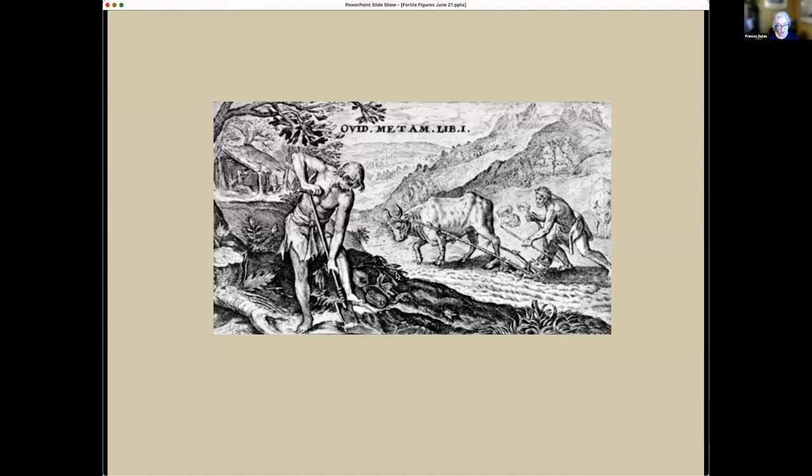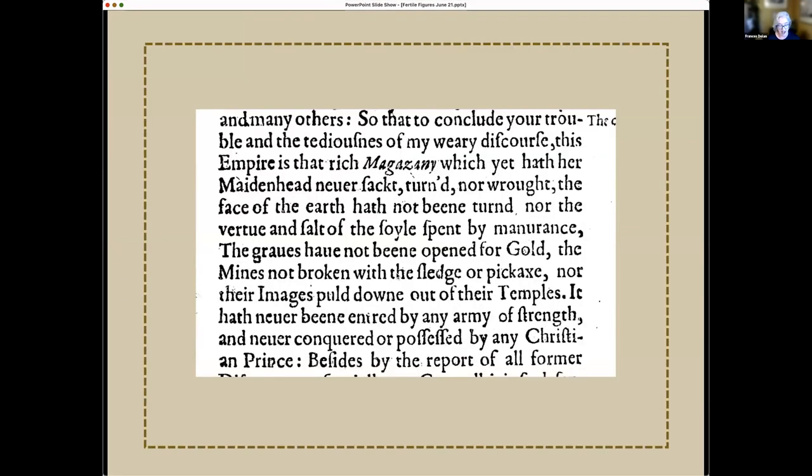In the famous passage in which Sir Walter Raleigh describes Guyana as a country that "hath yet her maidenhead," this is the famous phrase, he also elaborates that it has "never been sacked, turned, nor wrought. The face of the earth hath not been torn, nor the virtue and salt of the soil spent by manurance."